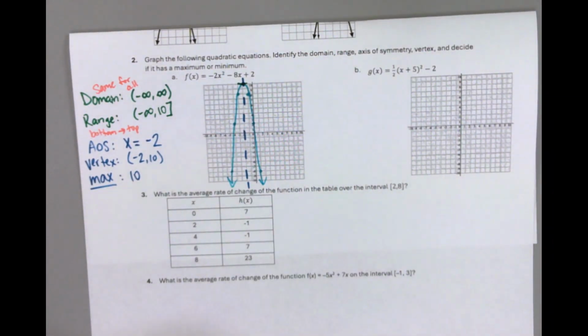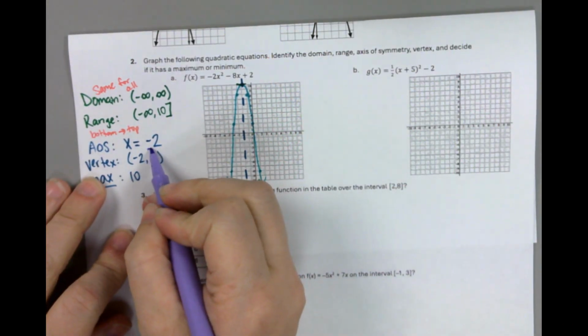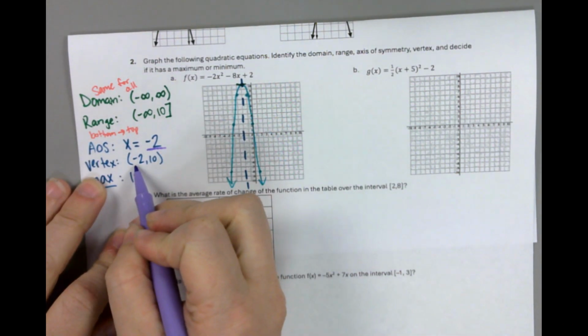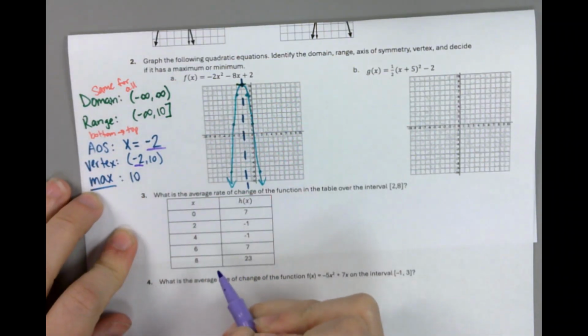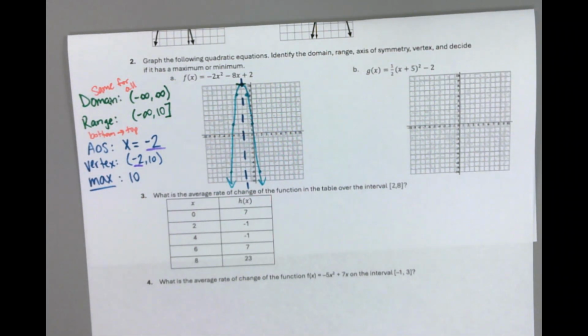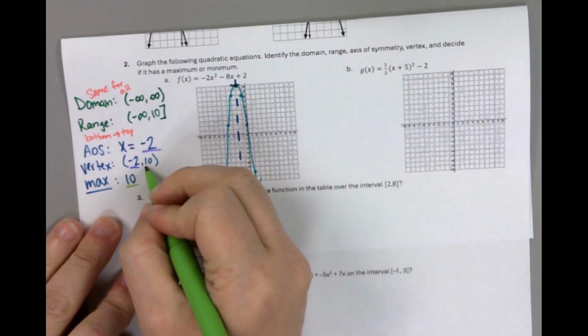If you'll also notice, our axis of symmetry is x equals -2. That is also the x-coordinate of our vertex. Our maximum is 10. That is also the y-coordinate of our vertex. That will always be the case.